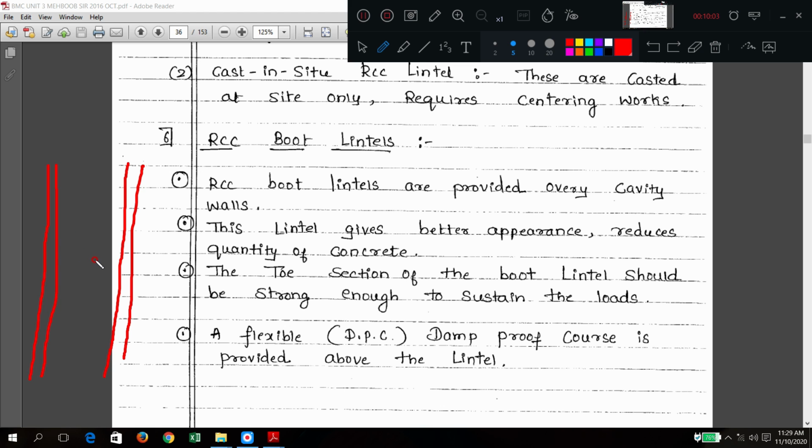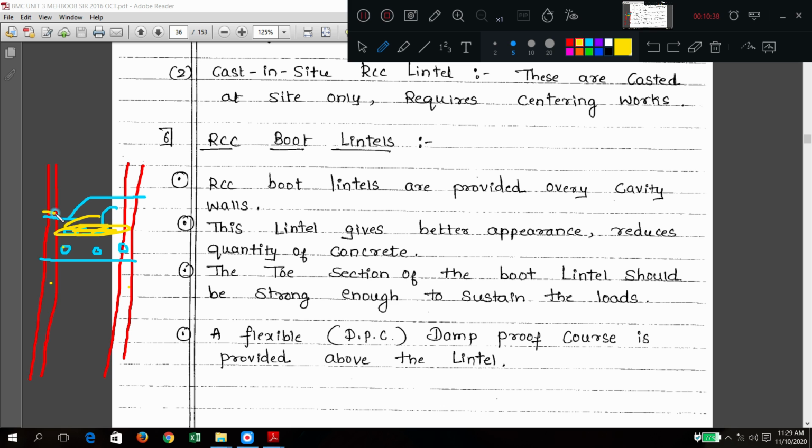How is the lintel constructed here? I will take another diagram. First, shuttering is provided at the bottom, and reinforcement bars are fixed. Later on, concrete is poured. This whole portion is concreted. So you have bars and concrete which holds the two leaves, and everything is concreted.